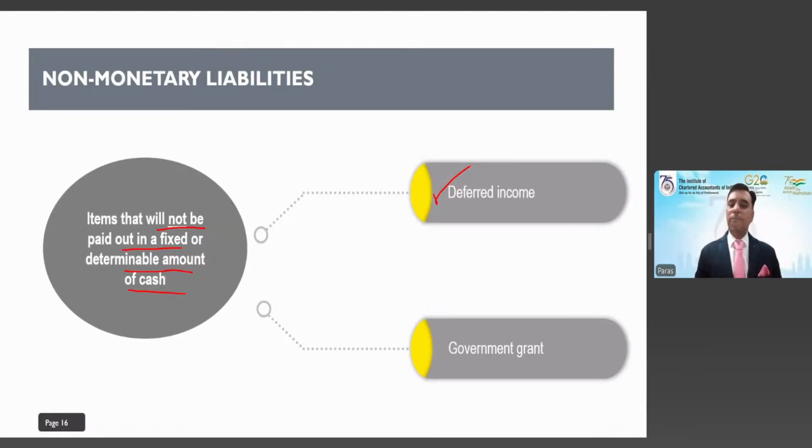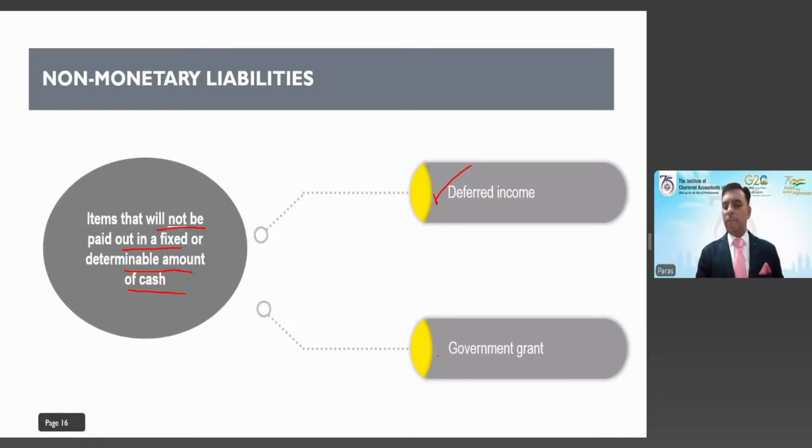But in contrast, if you have breached any provisions of the contract, as a result, this advance from customer has become refundable to the customer. Then we can say now this advance from customer has taken the color of monetary items. Why? Because we need to refund this advance to the customer because we have breached the provisions of the contract. Otherwise, in each and every scenario, advance from customer will be considered as non-monetary liabilities.